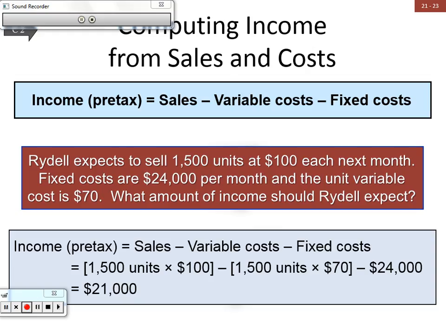So sales, you're going to have to calculate those first. 1,500 units times the selling price of $100 equals how much? $150,000. Now, for your variable cost, you're going to have to take the variable cost per unit, which is $70, and multiply that by the 1,500 units. That gives you how much?